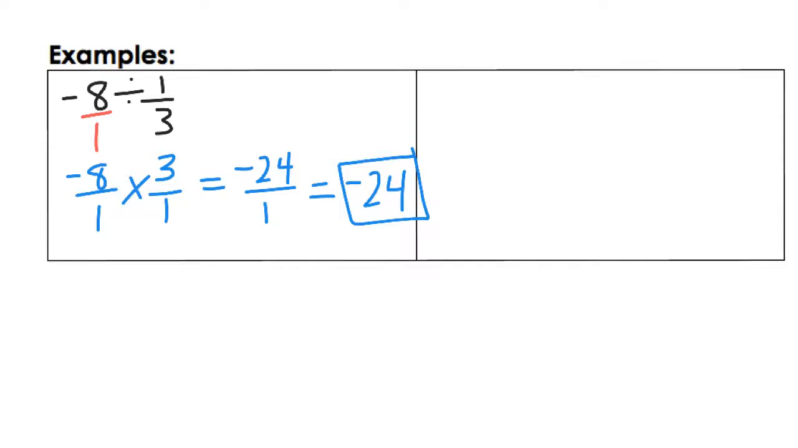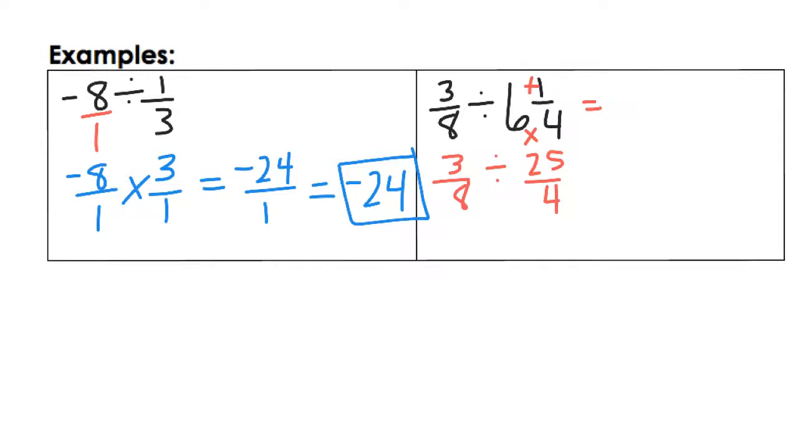My next example is going to be 3/8 divided by 6 1/4. And so I need to make the second number, the mixed number, into an improper fraction. 4 times 6 is 24, plus 1 is 25. So I'm going to leave the 3/8 the same. Still a division problem. 4 times 6 is 24, plus 1 is 25, over 4.